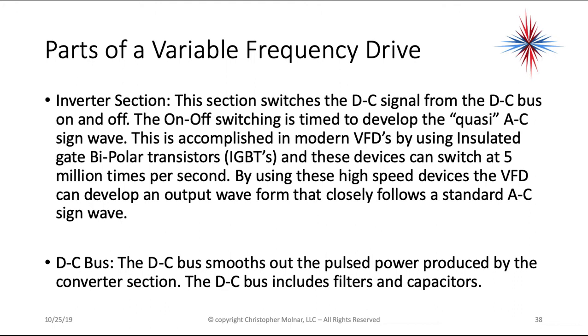Now, we've mentioned it a few times, but all of the VFDs contain a DC bus. The DC bus smooths out the pulse power produced by the converter section. The DC bus usually includes filters and capacitors.